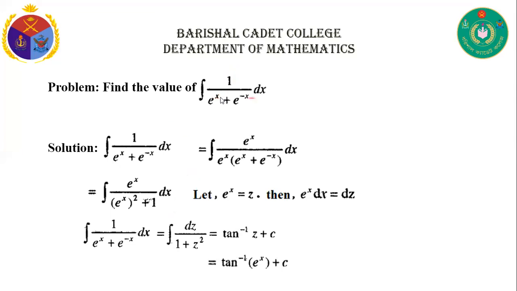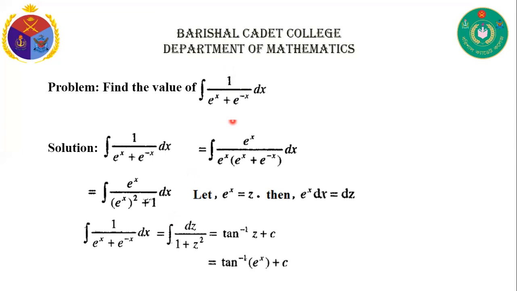Now another: find the value of integration of 1 by e to the power x plus e to the power minus x. So boys, here you can see that if we let some function as z, like e to the power x or e to the power minus x, we don't have the dz part. So first you have to derive the dz part.